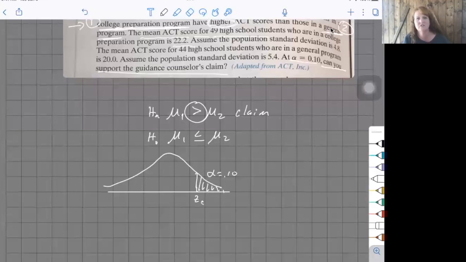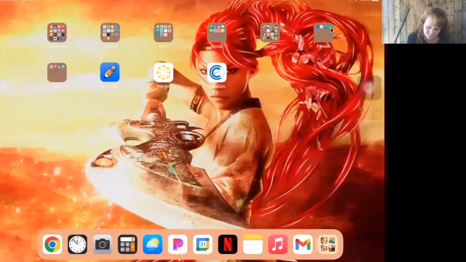On my TIs, you're going to go second distribution. You're going to do your inverse norm, and you're going to enter 0.9. Why? Because inverse norm, our inverse functions always measure from the left. So in order to get this value right here, I've got to enter 0.9, that area from the left to that line. 0.1 will give you the wrong answer.